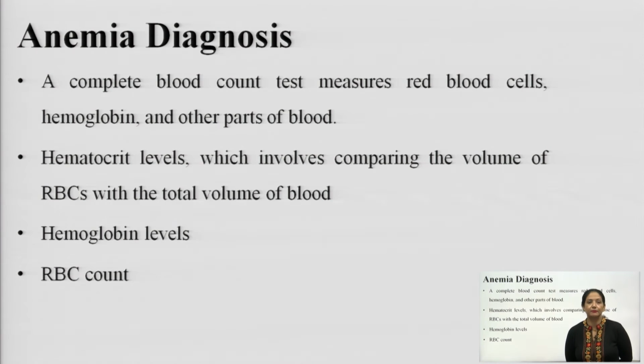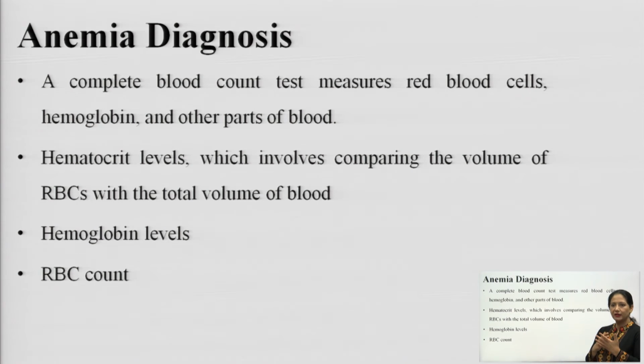By the complete blood count we can measure the hemoglobin in our body. Second is hematocrit level, by which we are comparing the volume of RBC with the total volume of blood. From the total volume of blood we can analyze how much amount of RBC is present, that is, by measuring the hematocrit level we diagnose the anemia.